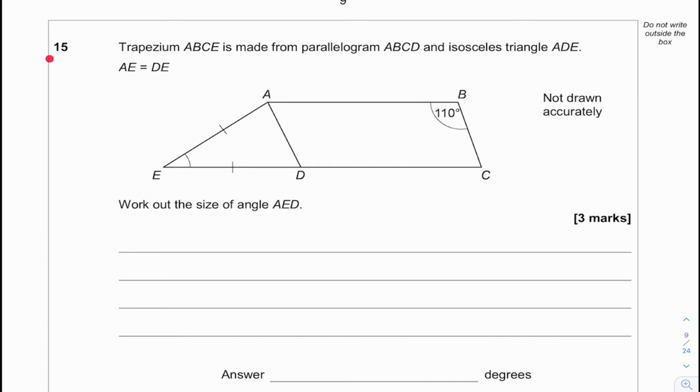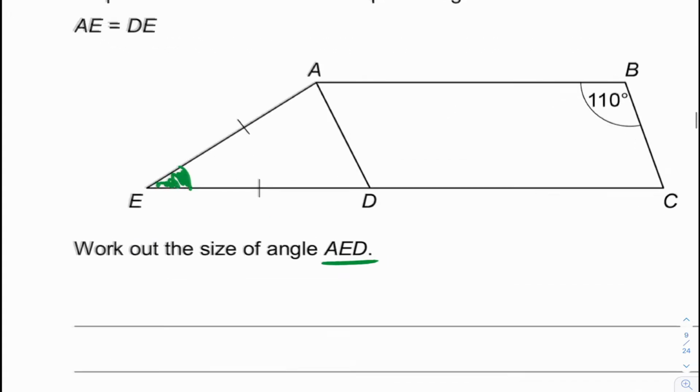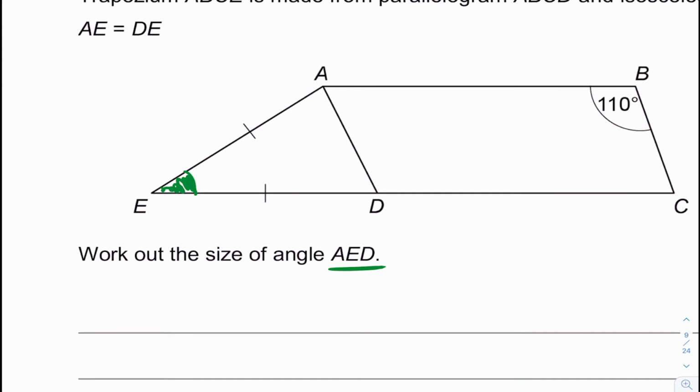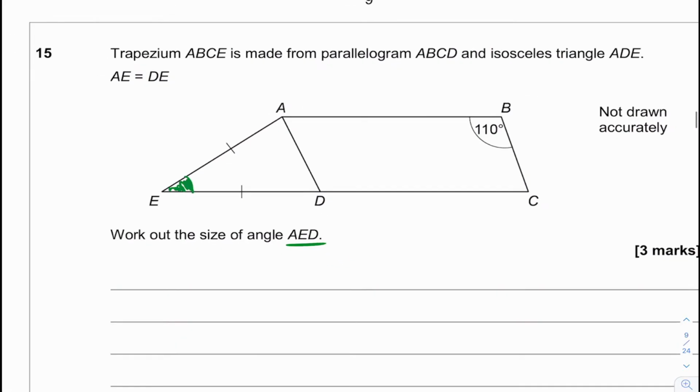Okay, so for question 15, we've got a trapezium ABCE. That's our trapezium, and it's made from a parallelogram, ABCD, and an isosceles triangle, ADE. So we need to work out the size of angle AED, which is this angle here. The way to label angles such as AED, by the way, is you start where A is here, then you go to E, then you go to D, and it's the angle between these points, so that angle. Just in case you didn't know how to do that.